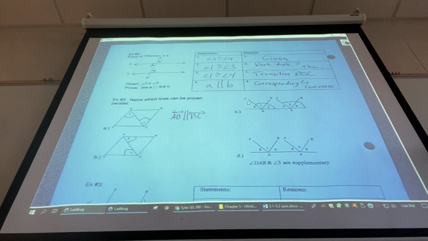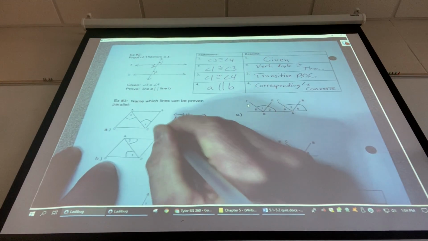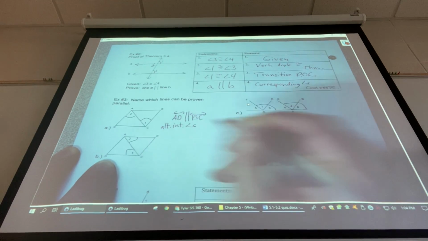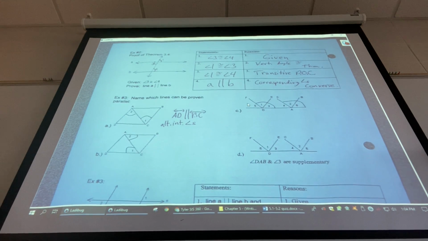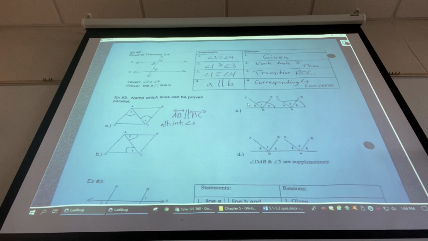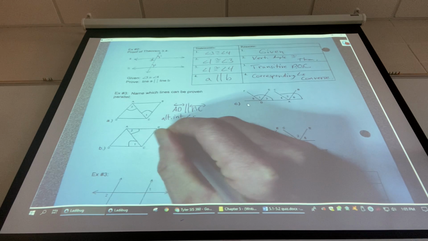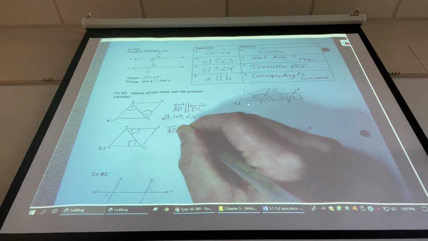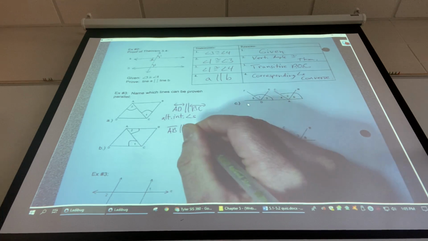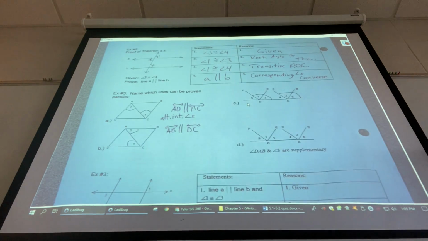Okay. Well, let me go ahead and write that down real quick. Alternate interior angles. What about part B? Which lines? ABCD or ABDC. AB and what'd you say? DC. DC. I concur. It says which lines, so we'll go ahead and write them as lines.